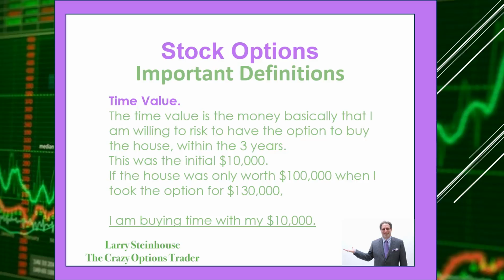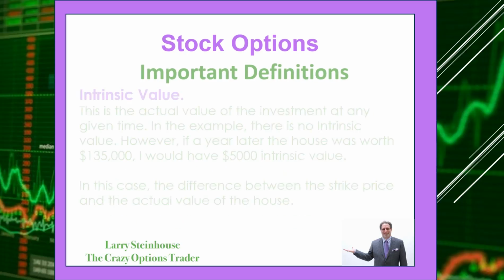If the house was only worth $100,000 when I took the option for $130,000, so basically I'm buying time with my $10,000. So I'm saying I want 3 years' time to lock you into a contract to buy your house for $130,000. The time I'm buying is $10,000, or I'm buying $10,000 worth of time in this case. Okay, this is something you need to understand, that you're buying time with your $10,000. It's a time value.